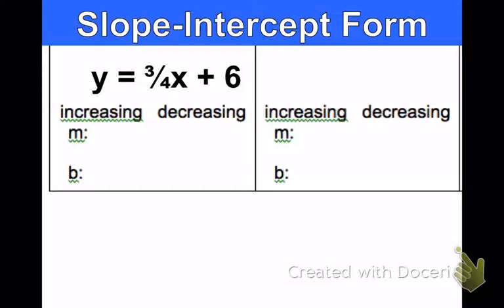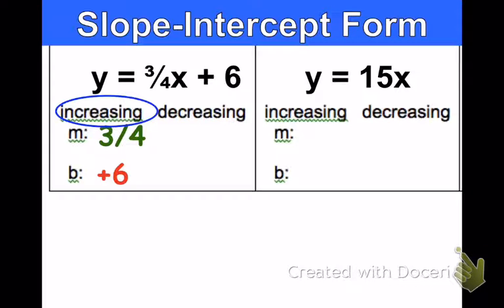Okay, so if you chose increasing for your next line, you are correct. If you chose 3/4 as the slope and 6, you got them all right for the y-intercept. All right, let's look at the next one. Is it increasing or decreasing? If you chose increasing, you are correct. That 15 is positive for the slope.